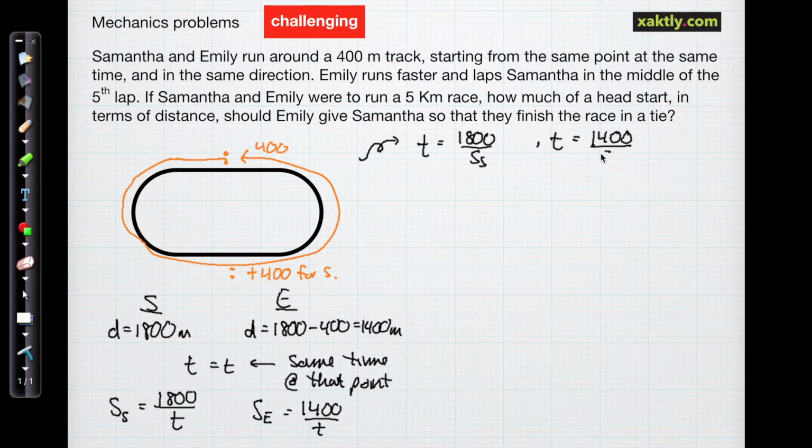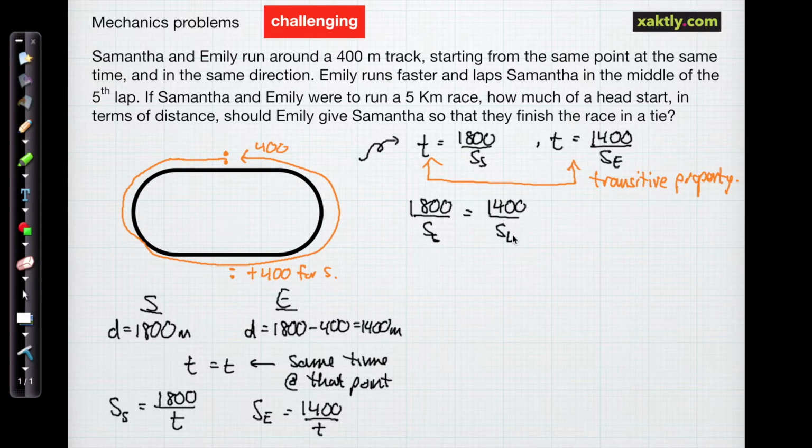the speed of Emily. Now, because these are both equal to the same amount of time, we can use the transitive property to hook them together and eliminate time. So we have 1,800 over the speed of Samantha is equal to 1,400 over the speed of Emily. And then we can solve for one or the other of those speeds. So let's say that the speed of Emily is 1,400 over 1,800 times the speed of Samantha. And let's see, 1,400 over 1,800, we can cross out the zeros, divide by 2, so it's 7/9. So the speed of Emily is 7/9 the speed of Samantha.